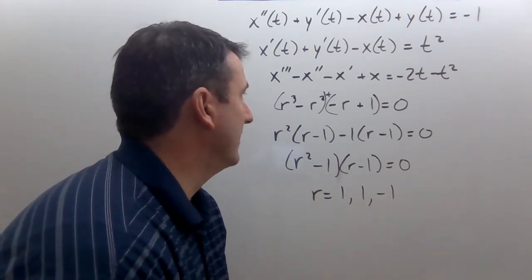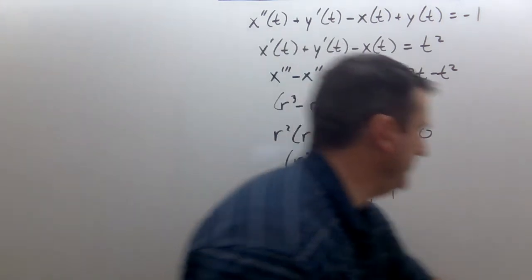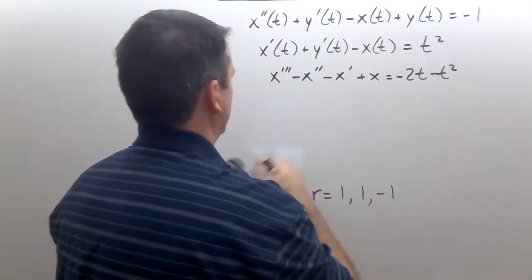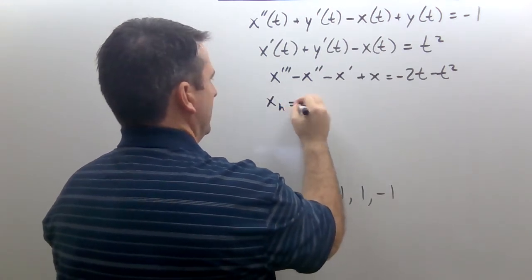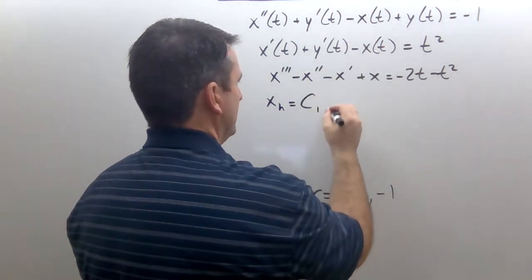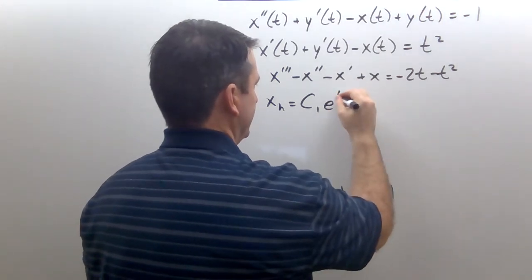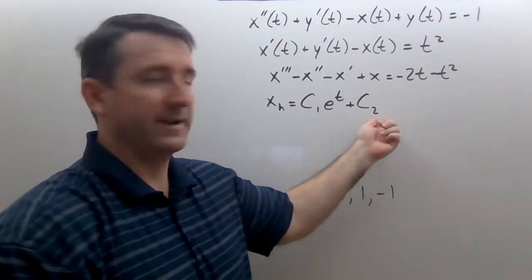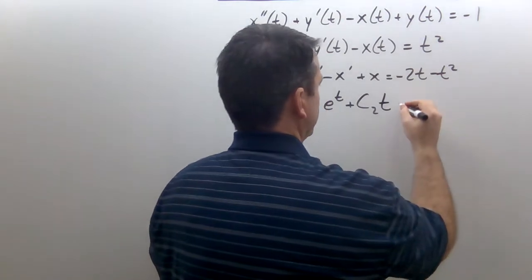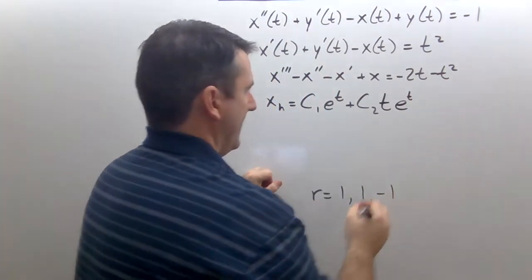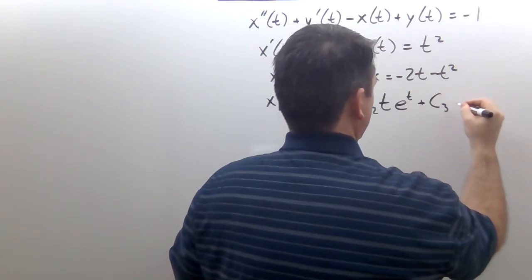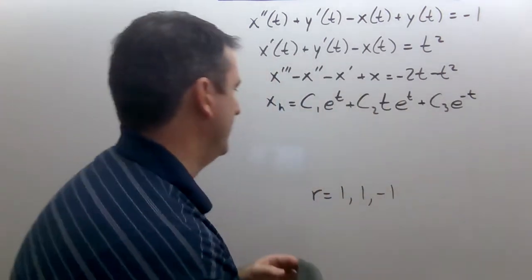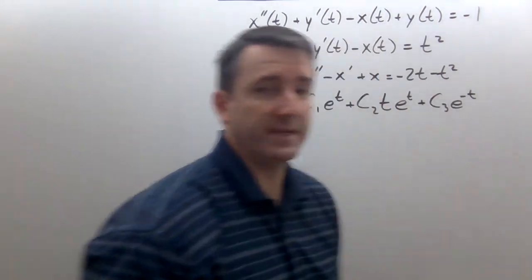Those are our roots of our characteristic equation, which means that our homogeneous solution is going to be some constant C1 times e to the 1t plus C2. And remember, when we had a double root, we have to add in another t here. So we're going to get t times e to the t plus C3 times e to the negative t. So there's our homogeneous solution. And now let's find our particular solution.